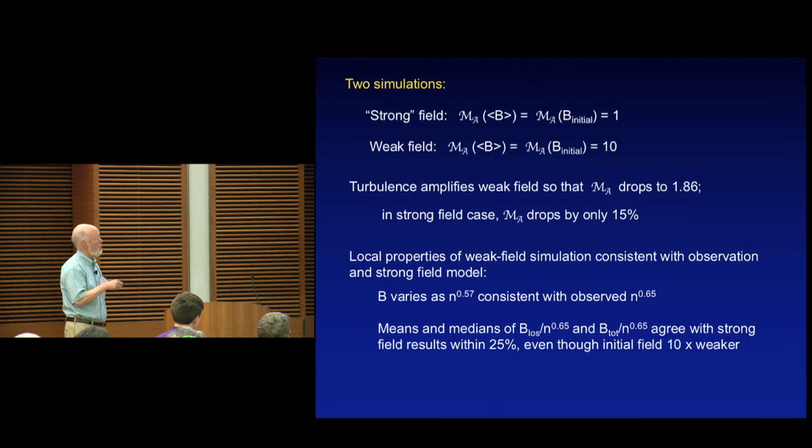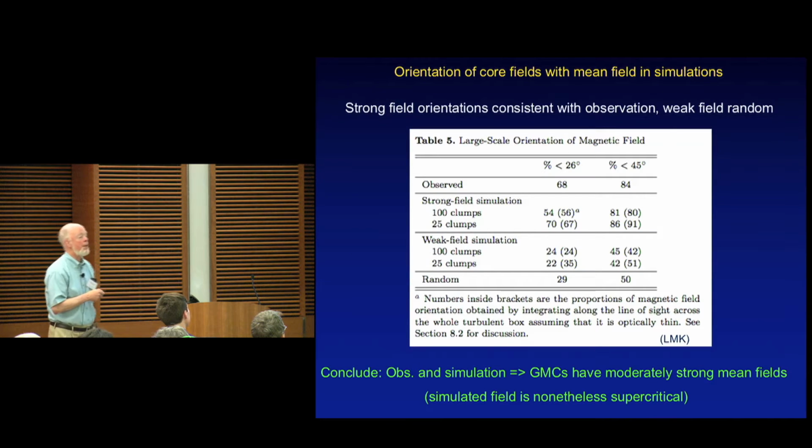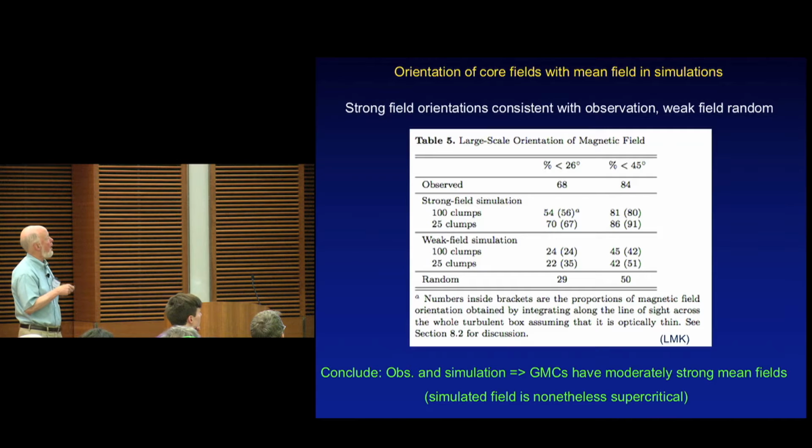So as I said, just looking at the local properties, we were unable to distinguish these two models, which surprised me. On the other hand, when we repeated the computation with what Huabai Li did, the strong field orientations are consistent with observations, and the weak field are random. So here we have the percent of the cases which are within 26 degrees or 45 degrees. This is the observed. And then in the strong field simulation, we have the 100 clumps. Then we also looked at just the most massive of those clumps, the 25 most massive ones.